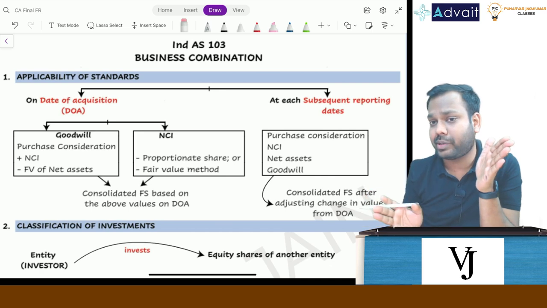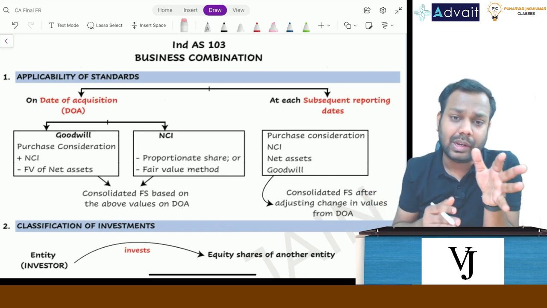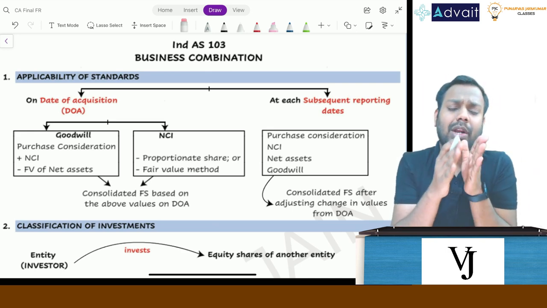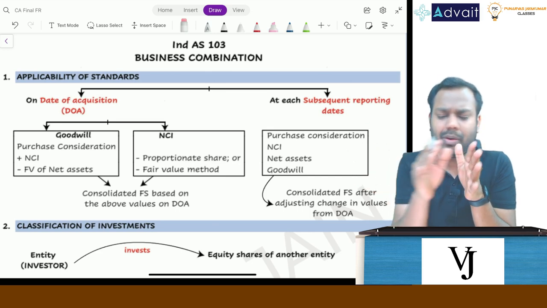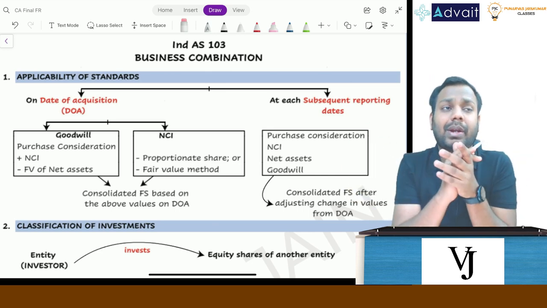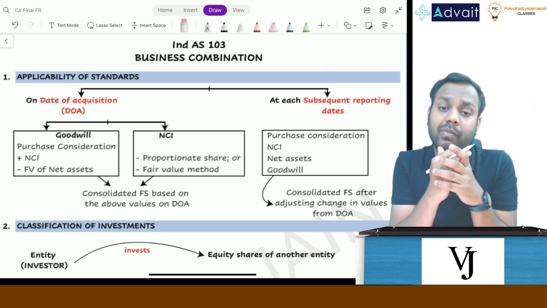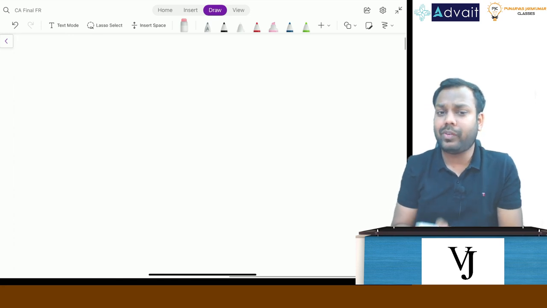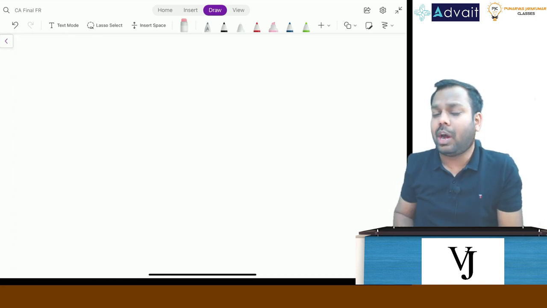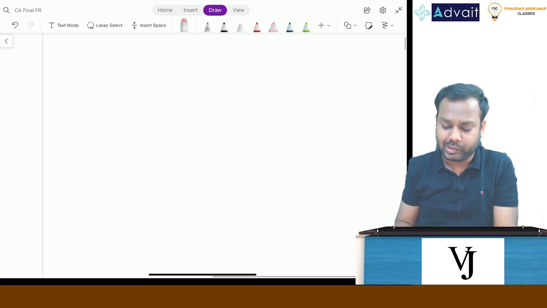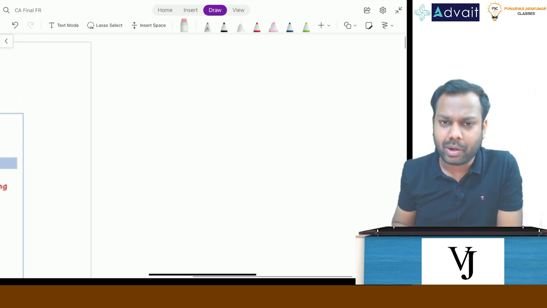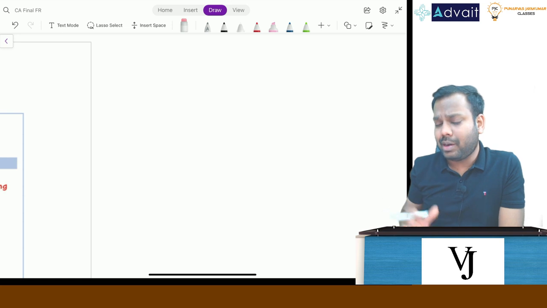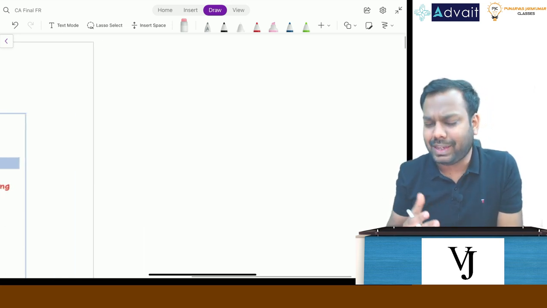There are a list of standards, and many times I have seen students struggling between which standard to be applied in what scenario. Definitely you are not required to memorize the name and the number of the standards, not required for the exams, but at least you need to understand the applicability of these standards. First we'll list all the standards along with the names and then understand their applicability, in which scenario you have to apply which standard. Though not required from an exam point of view, it is required from a knowledge point of view, because if you understand this, the next chapters will become quite easier.